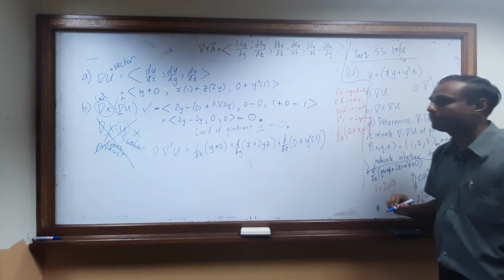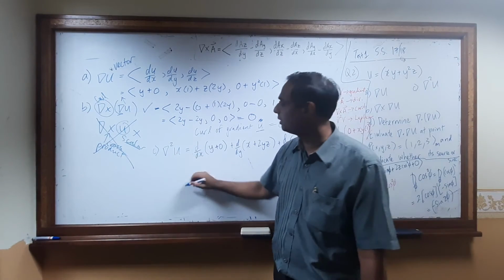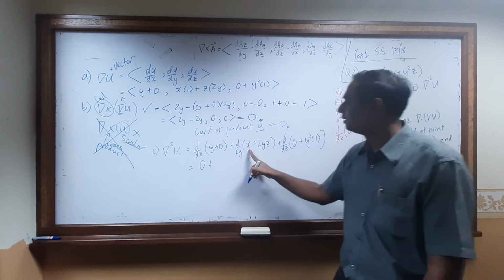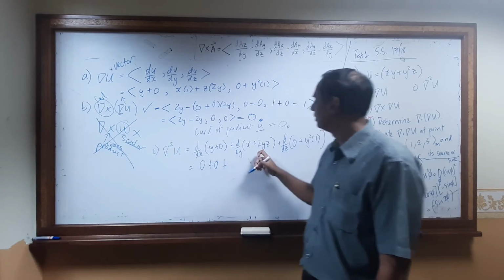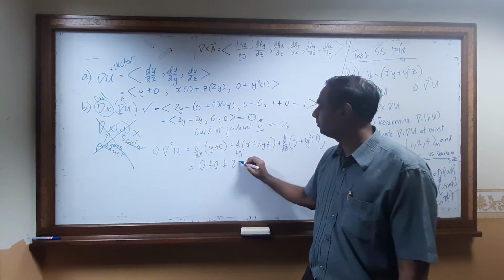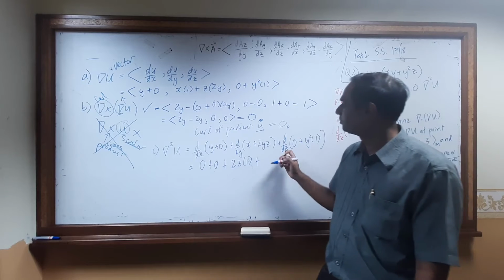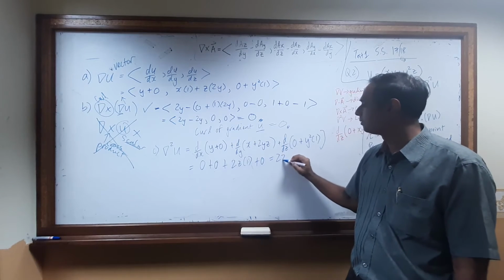So I'm not done yet. Remember, Laplacian means second order. So we have to differentiate one more time. Differentiate y in terms of x, 0. Differentiate x in terms of y, 0. Differentiate 2y, you get 2z because y becomes 1. And when you differentiate y in terms of z, it is 0. So answer is 2z.